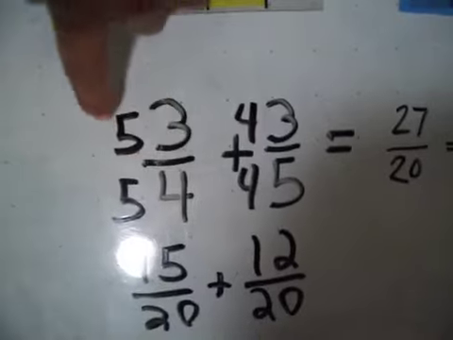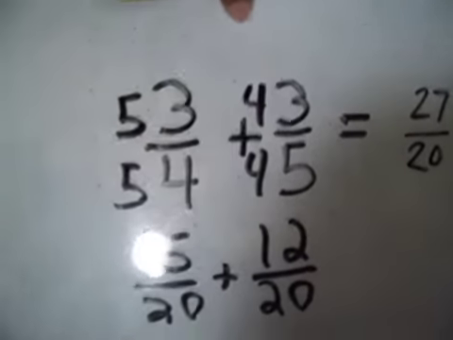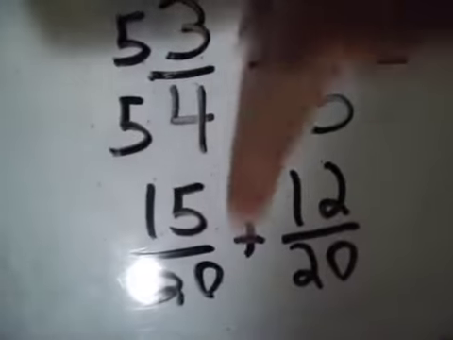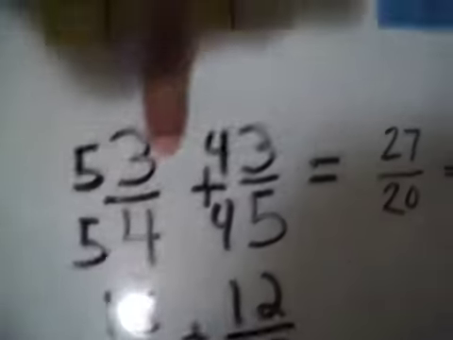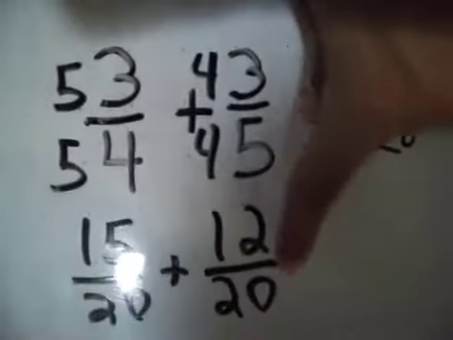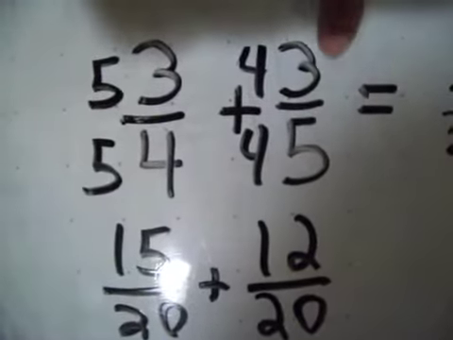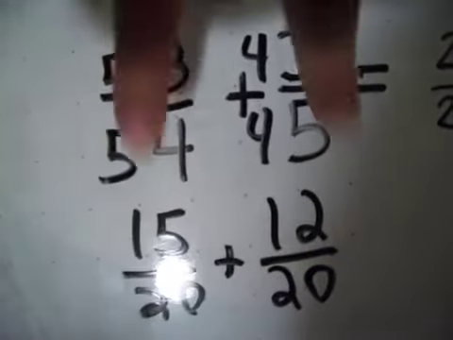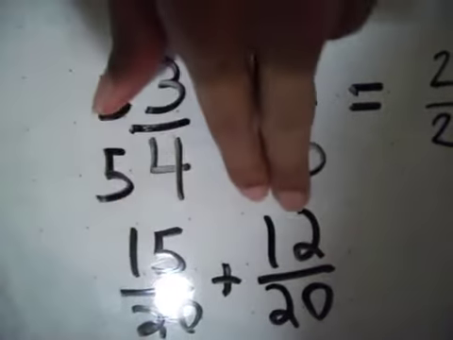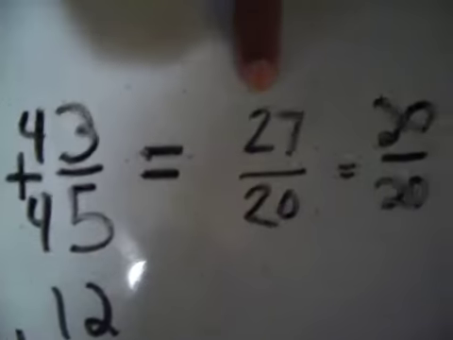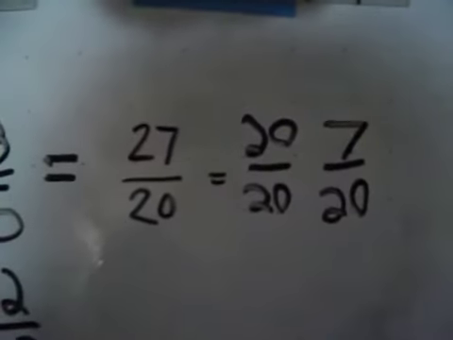Okay, so we multiplied by 1. So this is the same thing. 15 twentieths is the same thing as 3/4. And 12 twentieths is the same thing as 3/5. And when we added those two together, 15 of the 20ths kind and 12 of the 20ths kind, we got 27 twentieths. Okay, then we had a little problem.